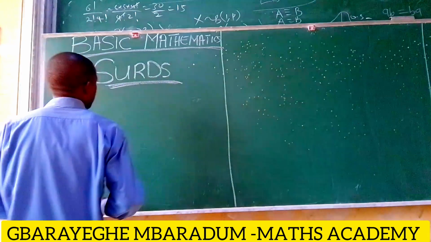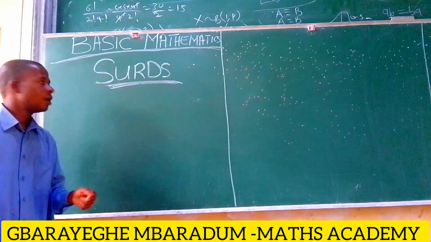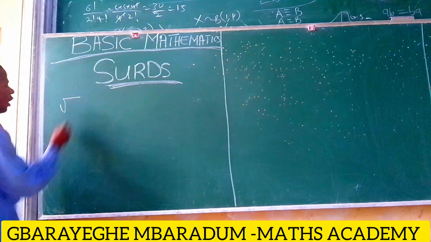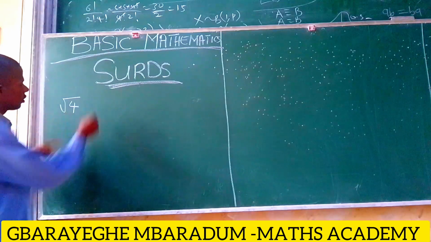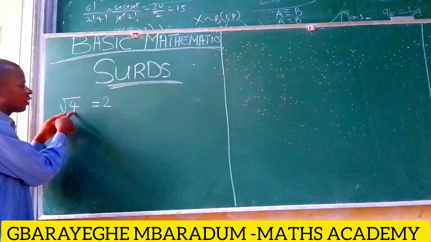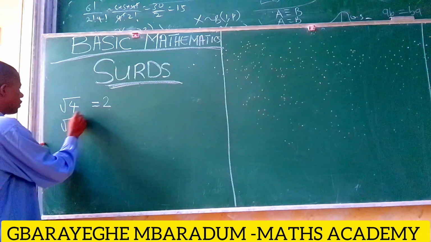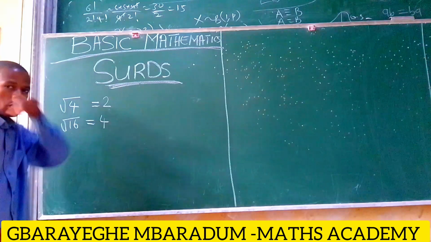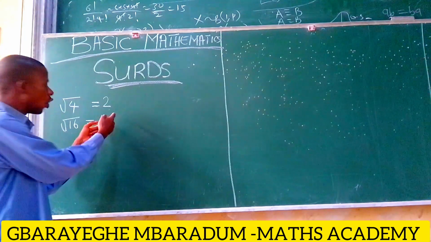Now as you look at the word surd, what do you understand by the meaning of surd? If you look at the square root of 4, right? Square root of 4 is going to give us what? 2, right? Now, you can also see the square root of 16 will give us what? 4.